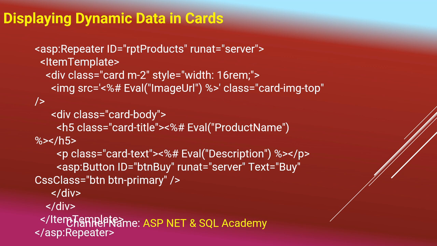You can even bind data using a Repeater and generate cards dynamically. Each product or record is displayed in its own card with the image, text and action button.